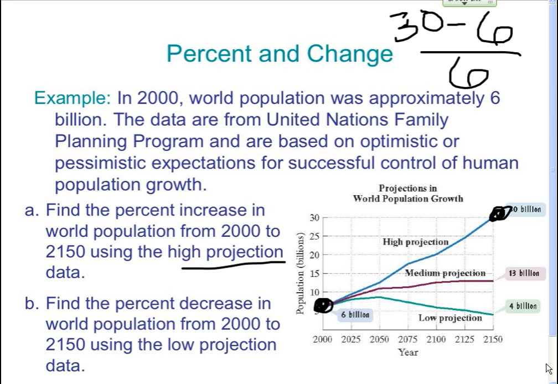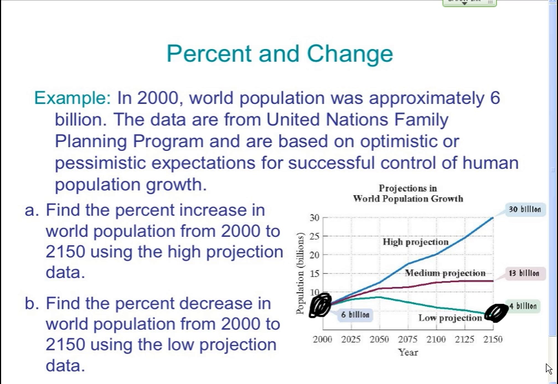All right, part B, find the percent decrease. Again, you start with the original, which is 6. You subtract the two numbers, which is 4. So 6 subtract 4, divide by the original, which is 6. 6 subtract 4 divided by 6.